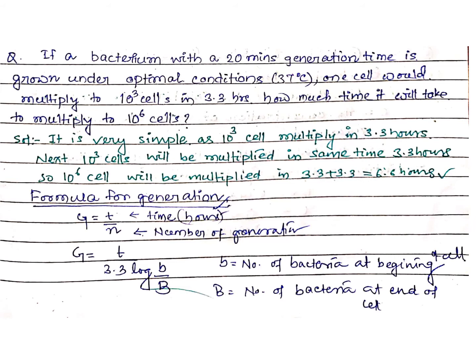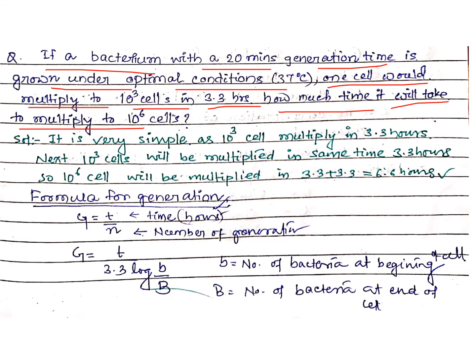The question is: if a bacterium with a 20 minutes generation time is grown under optimal conditions at 37 degrees, one cell would multiply to 10 to the power 3 cells in 3.3 hours. How much time will it take to multiply to 10 to the power 6 cells? This question is very simple, and we can solve it by two techniques. 10 to the power 3 cells multiply in 3.3 hours, and the next 10 to the power 3 cells will multiply in the same 3.3 hours. So 10 to the power 6 cells will be reached in 3.3 plus 3.3 equal to 6.6 hours.